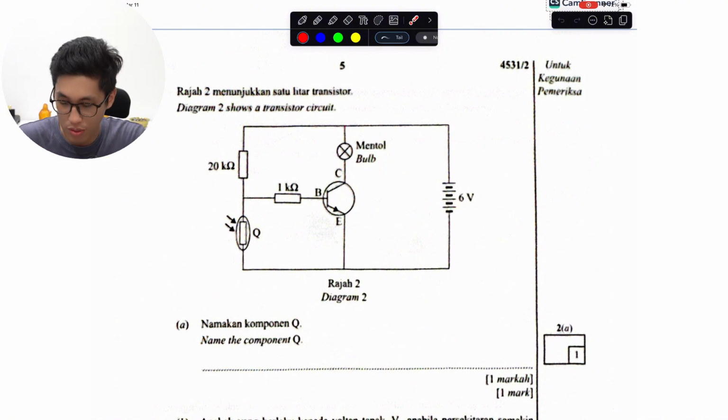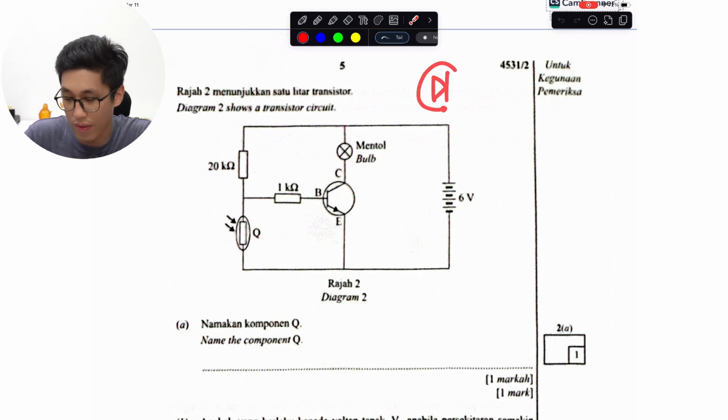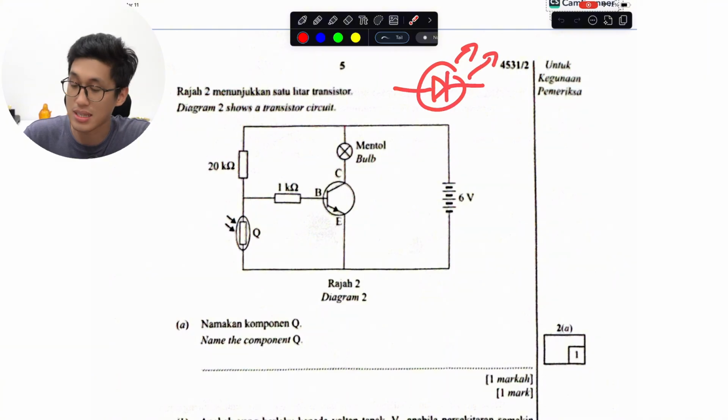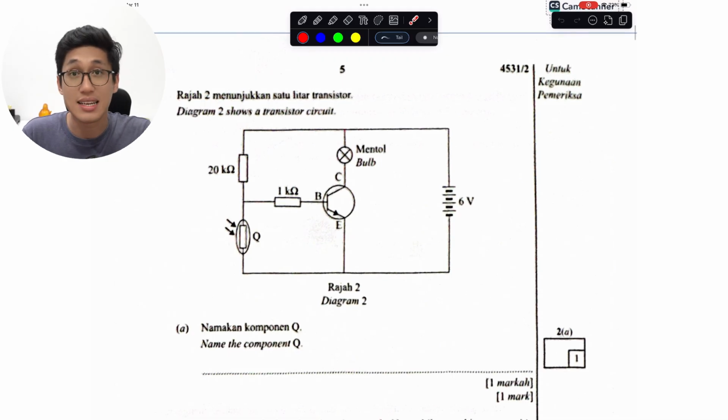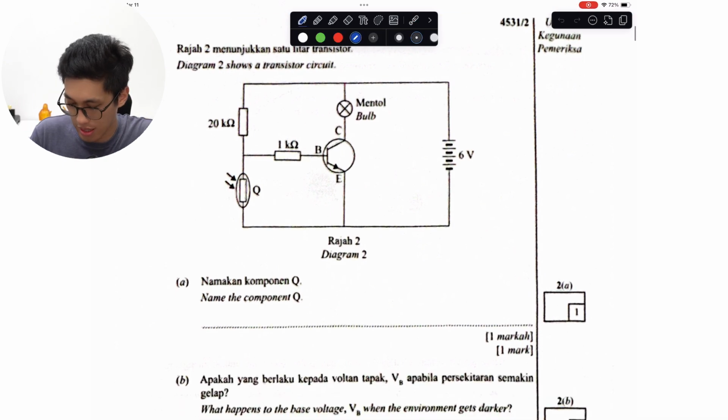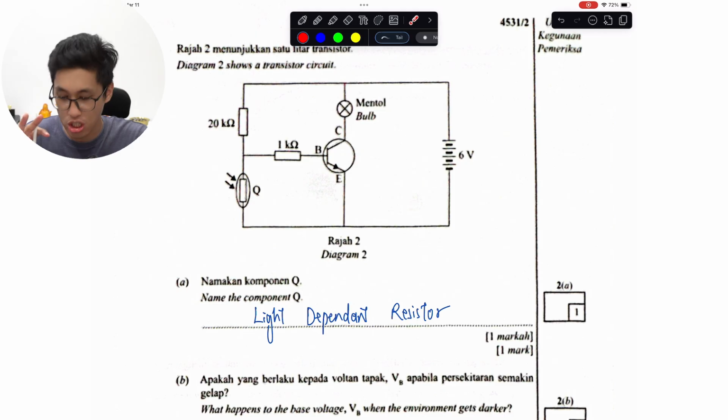Now, component Q, you can see there are two arrows pointing at a resistor. This rectangle inside is still a resistor, okay? The arrows represent light. So for example, a light emitting diode, LED, will look like this. It's basically a diode with light, okay? Now, this is a light dependent resistor, normally we call it LDR. Light dependent resistor, okay? So it depends on light to change the resistance.